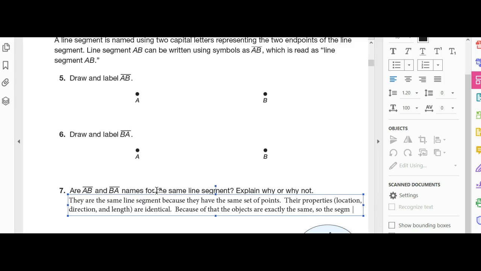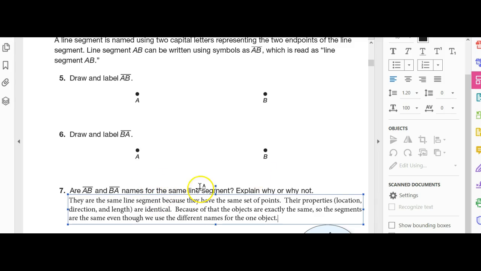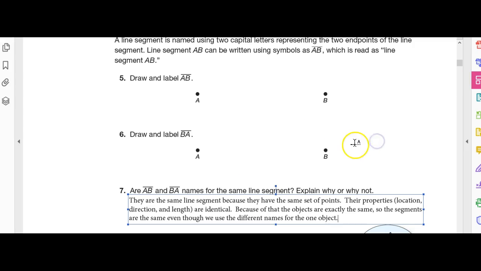So these segments are the same, even though we use different names for the one object. We have one object, which is a segment. We're using different names for it, but honestly, it's the same object, isn't it? Okay.